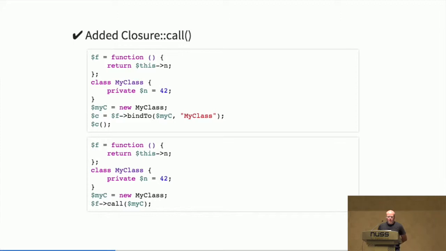There's a closure call now. So you can specify which class to apply, and you can call the closure with a user-defined class. It's a bit of a geeky feature, mostly for frameworks, but it is handy in some cases.